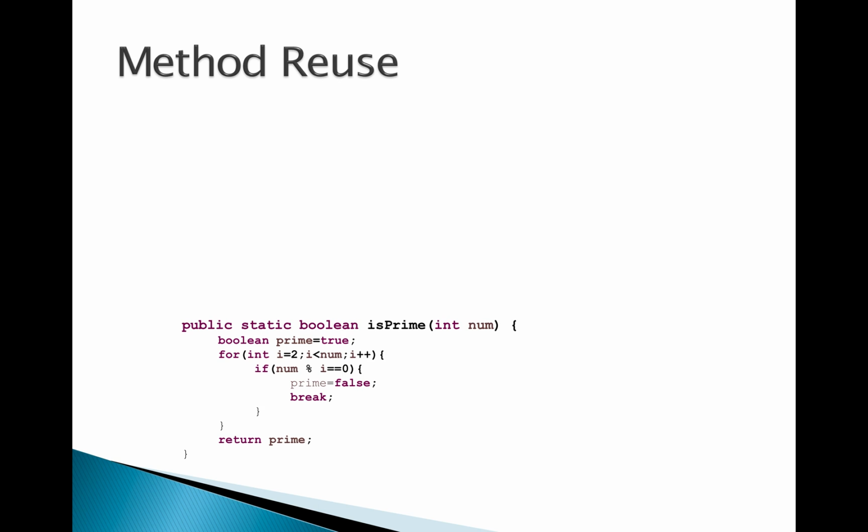So I will be printing only the prime numbers. So let's see how we do this. We have already written the method. So here is our is prime method. This prime method is going to accept an argument and is going to return true or false for this.